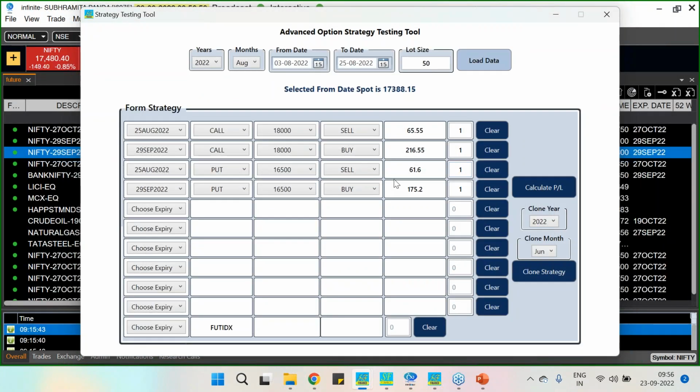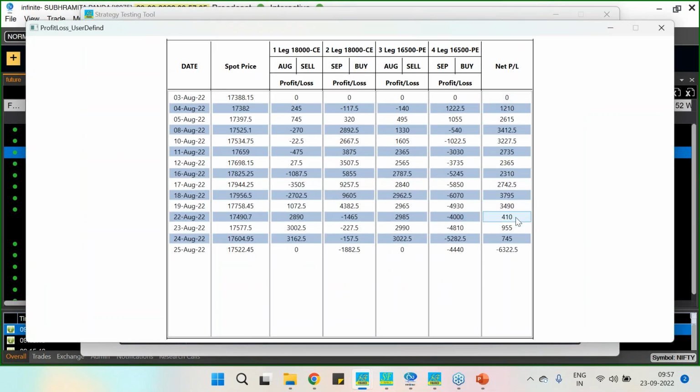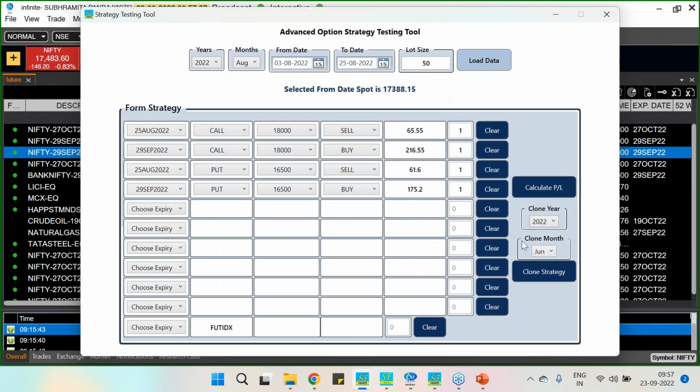So what happened initially when we tested for the month of August, it was giving a very good picture, it was making profit. But when the same strategy is formed in the month of June, it did not work. The same strategy when formed in the month of July, it did not work. What went wrong with that?